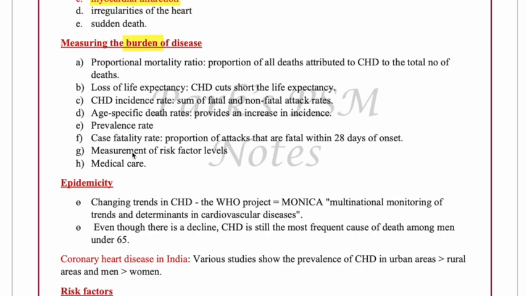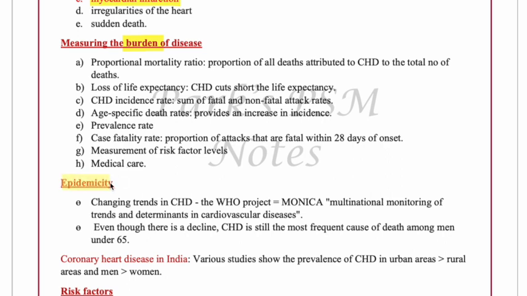And the next measure is measurement of risk factor levels, like measuring the levels of cigarette smoking, hypertension, alcohol consumption, and serum cholesterol in the community. We will deal with all the risk factors later. So, here the measurement of risk factor level is also used for measuring the burden of the disease CHD. And the last one is medical care, that is, measurement of levels of medical care in the community.